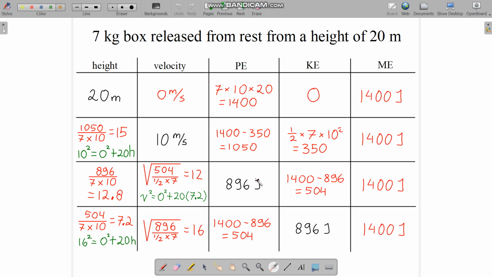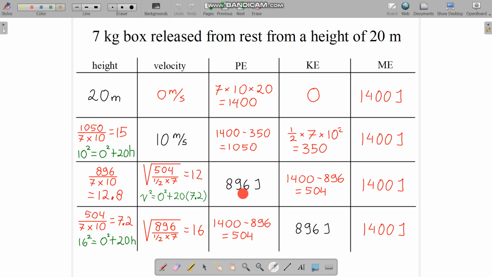Let's say we know the potential energy this time. We can find the kinetic energy, 1400 minus 896. And if we know the kinetic energy, we can find the velocity using the square root of kinetic energy divided by 1/2 m. We get the velocity using the energy equation. Or we can use suvat if we find the height first.